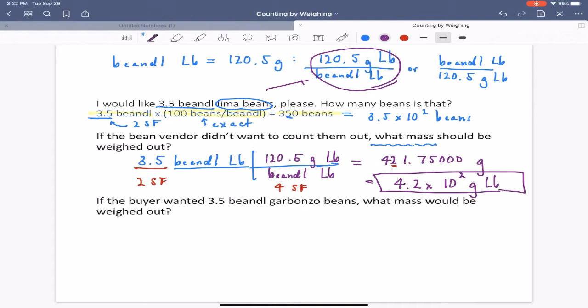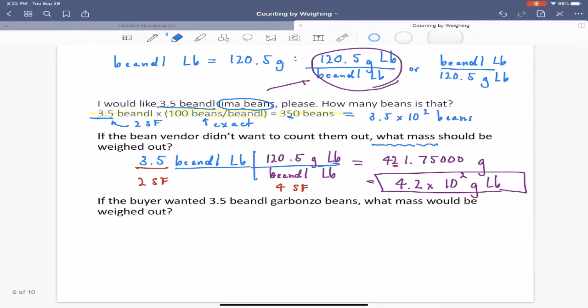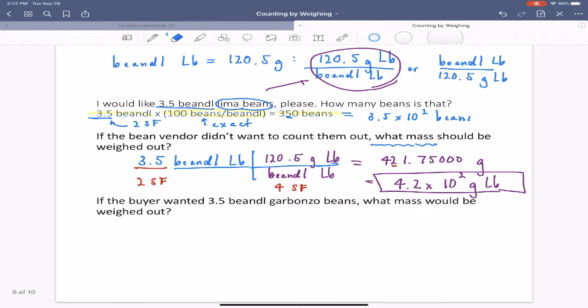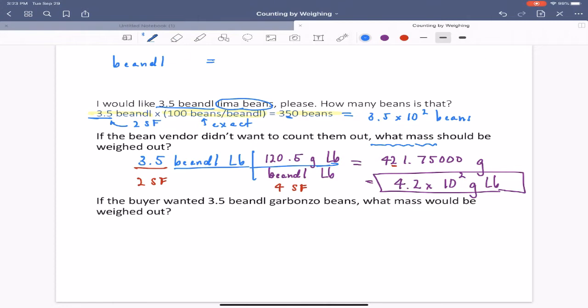So starting in this chapter, we're going to be very particular about units. I can't just say grams. I need to say grams of what, and it's grams of lima beans. If the buyer wanted garbanzo beans, would it be the same mass? Well, no. Garbanzo beans are smaller. There's less mass per beandle. A beandle of garbanzos has only 50.4 grams of garbanzo.